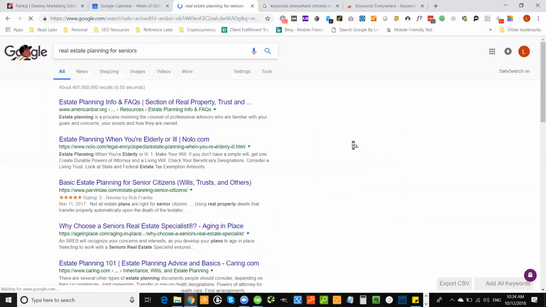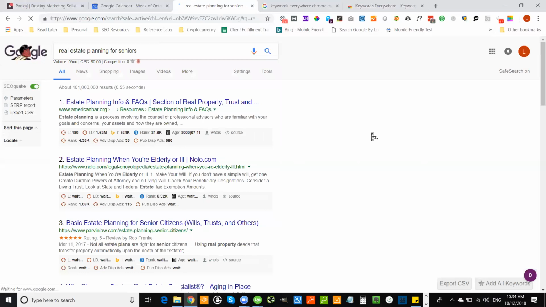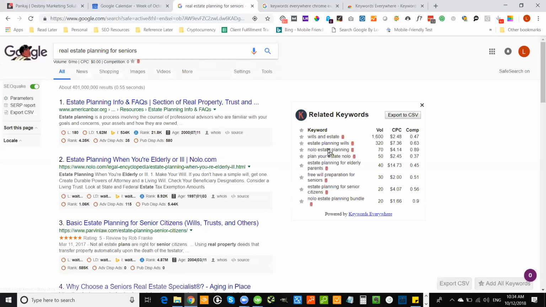There aren't really any keywords here, so wills and estates. Let's just say you were writing an article about real estate planning for seniors. Then wills and estate, that's probably a phrase that you should include in there. You would just go down this list and try to pick out what would be relevant to that particular topic. So estate planning for elderly parents would probably be a good one.